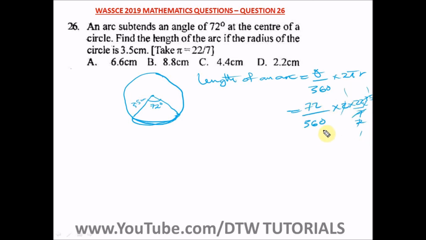I think 72 something can cancel out, but when we punch in our calculator, 72 times 22 divided by 360, we're going to get 4.4 centimeter. So this is the answer for the length of this arc, 4.4 centimeter. So our right option here is option C.